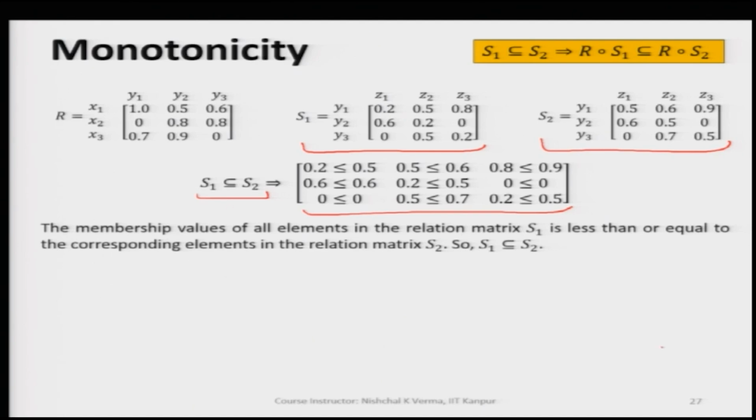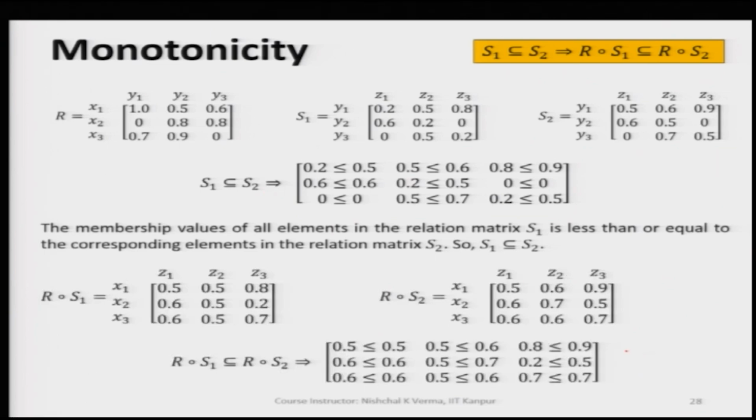So, when we choose the S1, S2 fuzzy relation sets like this, let us now take the composition of S1 and S2 separately with R. When we take the composition of R with S1, we find a new fuzzy relation matrix, which is defined in the universe of discourse X cross Z. Similarly, when the fuzzy composition of R is taken with S2, again we have the outcome, which is a fuzzy relation in the universe of discourse X cross Z. Now, let us compare the composition of R and S1 and the composition of R and S2.